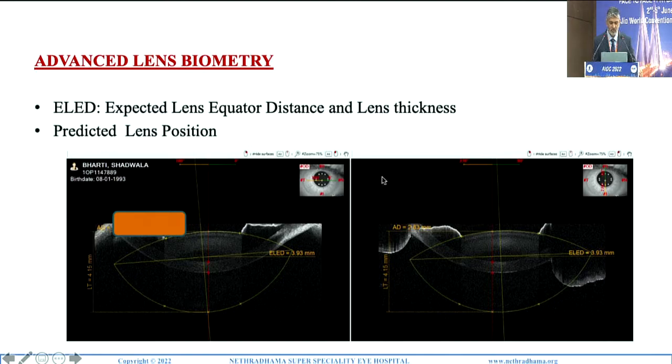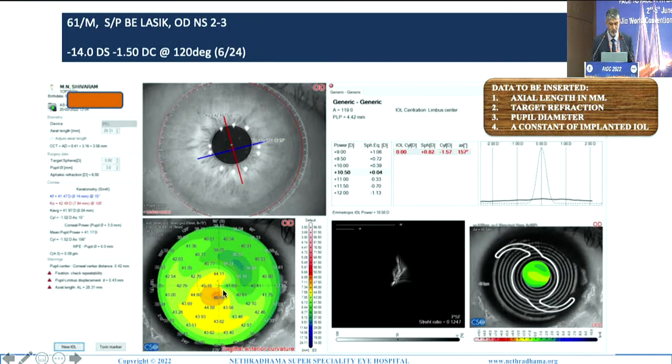It also has advanced lens biometry, what is known as ELED, expected lens equator distance, and lens thickness. Depending upon the size of the capsular bag and the lens thickness, this gives you the predicted lens position. It has also ray tracing biometry, so it has the CSO software for ray tracing. And this is a patient who had undergone LASIK. She had a refractive error of -14, 1.5 cylinder, developed cataract.